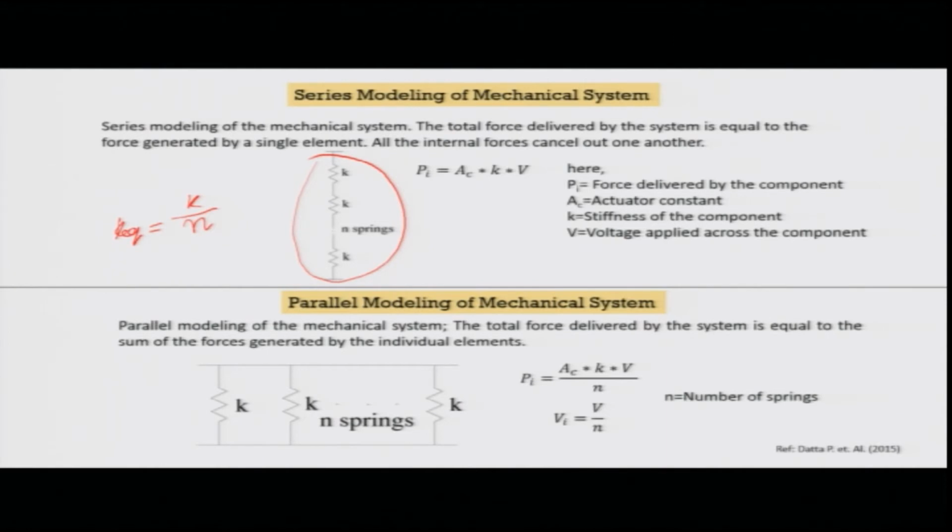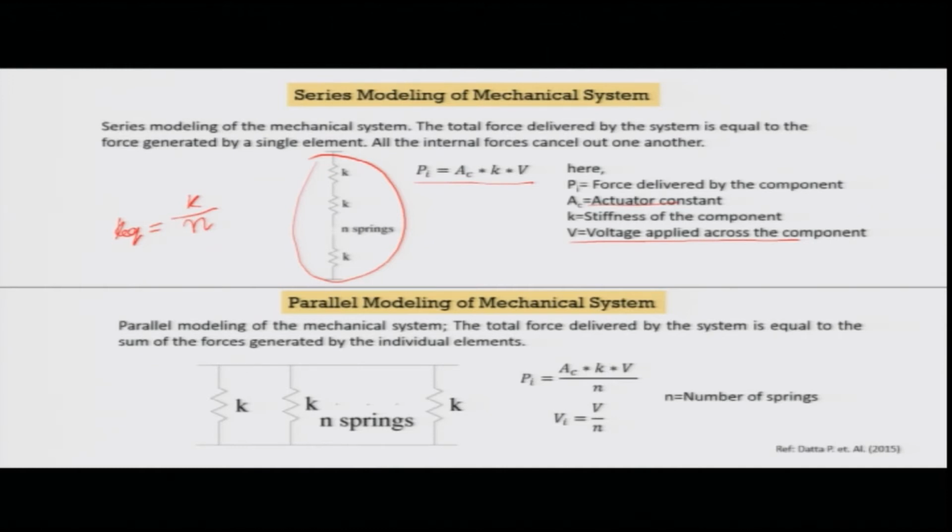So, naturally what it tells us is that the more springs in series, the more flexible the system will be, and the force that you will be getting is something like this, where you have AC as the actuator constant, all these constants that we have earlier talked about, and the stiffness of the component is K, which you can find out for a disc very easily, and then you have V as the voltage which is applied across the component. So, you can see that through this system you can achieve a very compliant mechanical model.